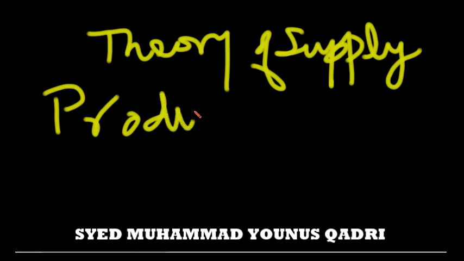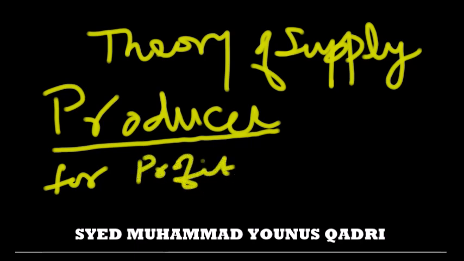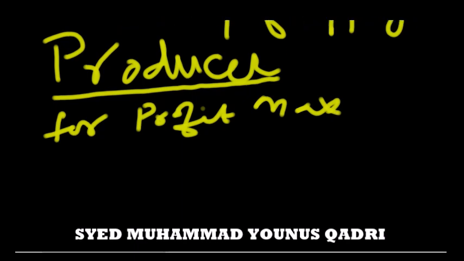So when it is related to the producer, who is the producer? The producer is the one who produces the commodity for profit maximization. The main goal is to produce the thing for profit maximization. Whenever he produces any commodity, what should he do?